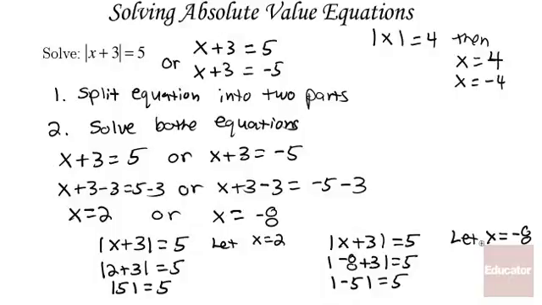So again, the way to approach these is to split them into two parts. Split the equation into two parts. Take the expression in here and let it equal the positive number. Take that expression and also set it equal to the negative number. Then solve for both.